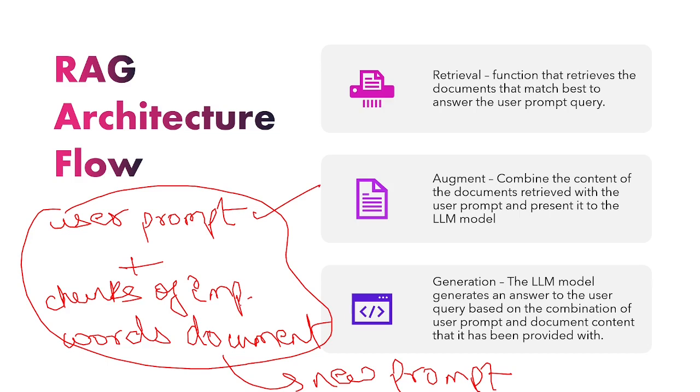All right. And moving on to the third step is generation. The LLM model generates an answer to the user query based on the combination of the user prompt and document content that it has been provided with.